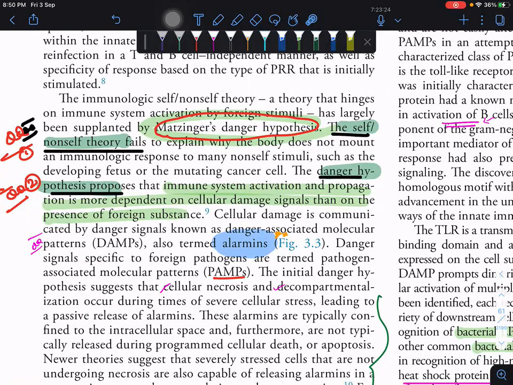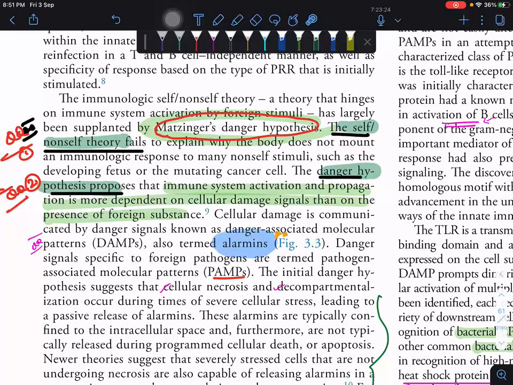And the danger hypothesis says that immune system activation and propagation depend more on cellular damage signals than on the presence of foreign substances. Simply put, the mere presence of a foreign body will not activate the immune system. That foreign body should emit some danger signals, and only then will our immune system be activated. That is the theory given by Matzinger's danger hypothesis.